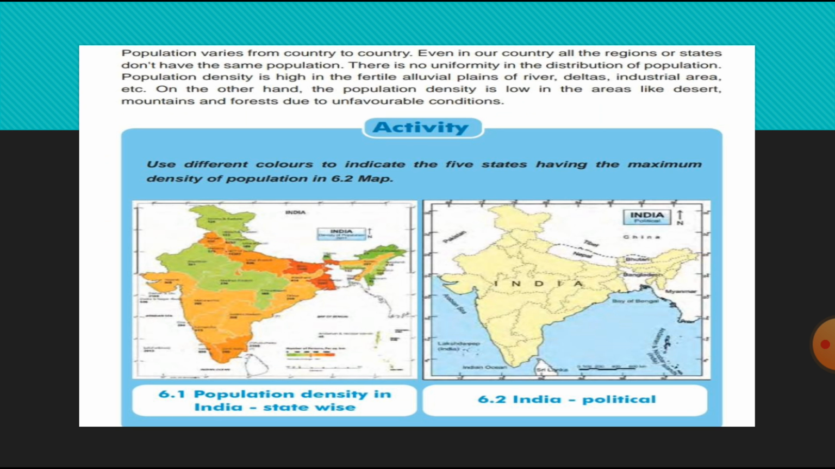The population density is very high in the areas near the river banks, industrial areas, fertile regions of peninsular rivers, etc. While in the desert, hilly, and forest areas, population density is low due to the unfavorable conditions.